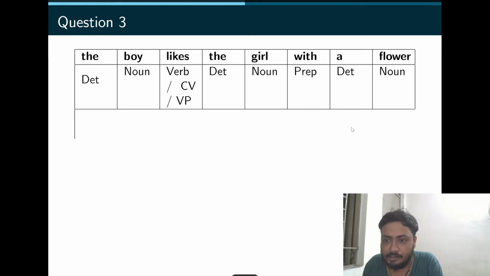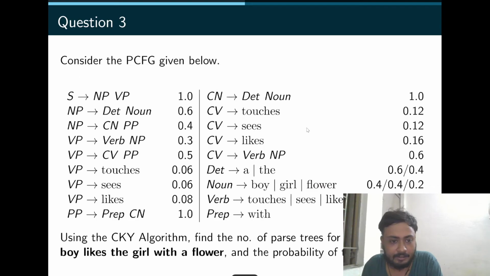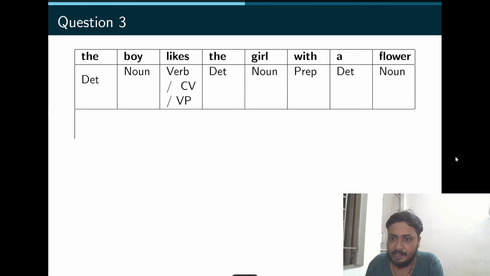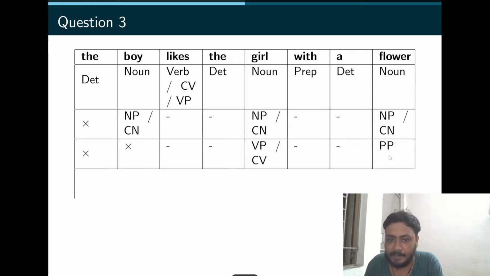So you look in the rules, which rules end with NP or CN, and what do I have before that. If you look over here, this rule ends with CN and this rule ends with NP. This also ends with NP. Now we need to see what we have before that. In this case, we have a preposition before that. That is why we combine prep and CN to get PP. Similarly, we have NP over here and we have verb before that, so we combine them to get VP or CV. So you have to write down all the possible combinations in every box that is there.